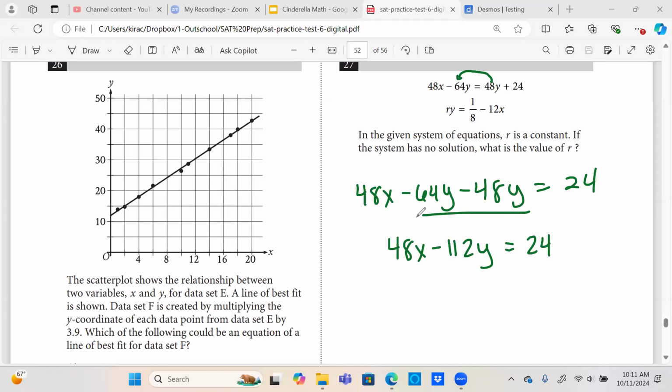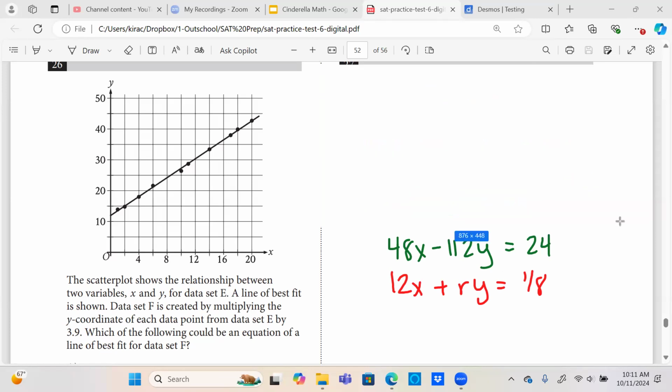Okay. And then if we manipulate the second one, we could bring this over. So this would be 12x plus ry is an eighth. And if they have no solution, that means they are parallel. They will never hit. So looking right here, we want these lines to be parallel or have the same slope. Okay, so let's actually reconvert it back. Let's get the slope of each one.